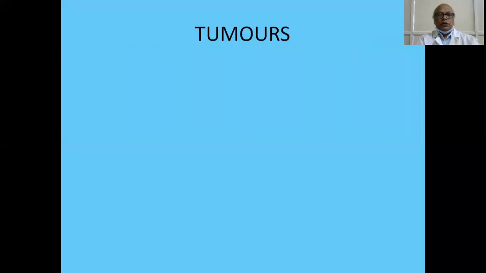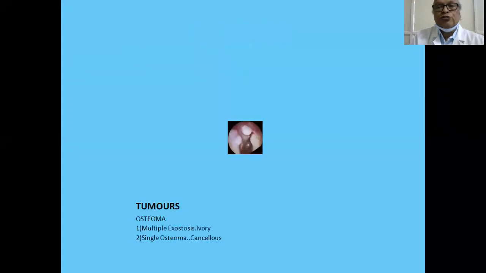Now tumors. Tumors form a very important part of the lesions of the external canal. They may be benign or malignant. The benign tumors are the osteomata, osteomas. If they are multiple, we call them exostosis. If they are single, we call them cancellous lesions. Usually, children and people who swim in cold waters suffer from this exostosis.